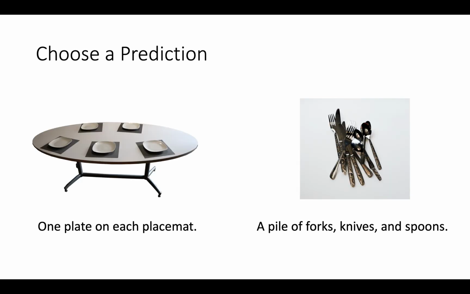Choose a prediction. Ask, what is my prediction? What will happen when I count plates? 1 plate on each placemat, or a pile of forks, knives, and spoons? Let me think. The placemat is for 1 person. Each person uses 1 plate. I predict there will be 1 plate on each placemat.